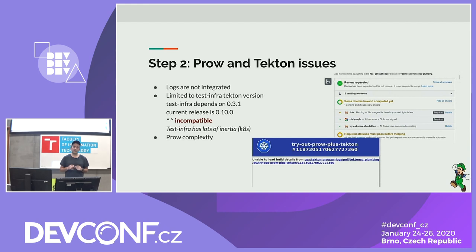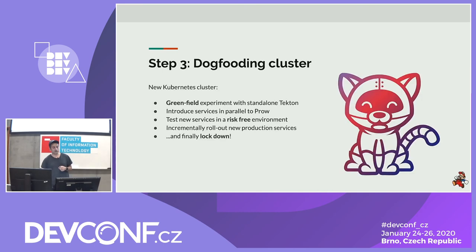And there is a complexity with Prow, which comes from every time you do a really large project like Kubernetes, you need a lot of use cases. But there is a lot of complexity in there that's very hard for a lot of people to figure out. It's kind of difficult to figure out.